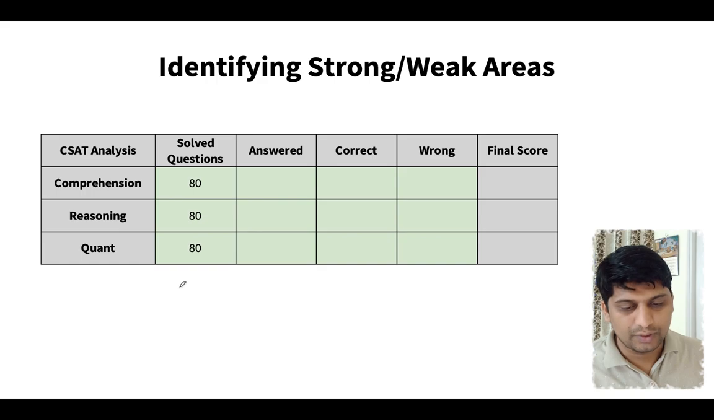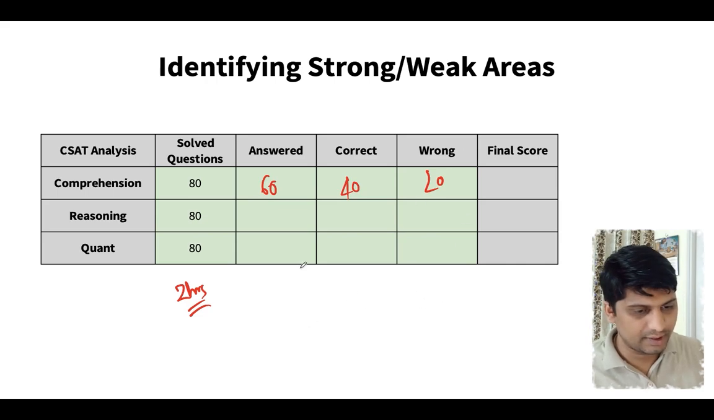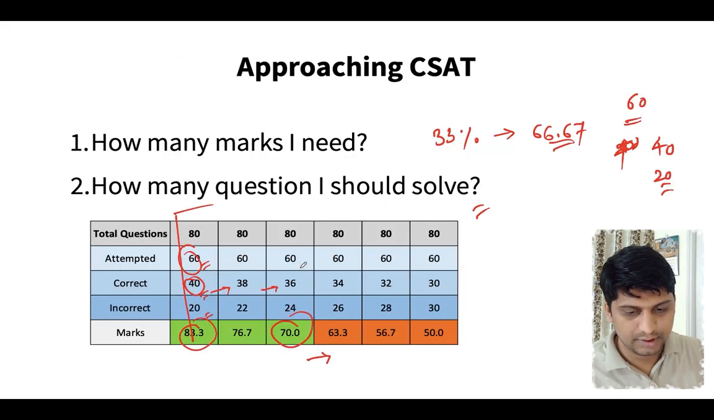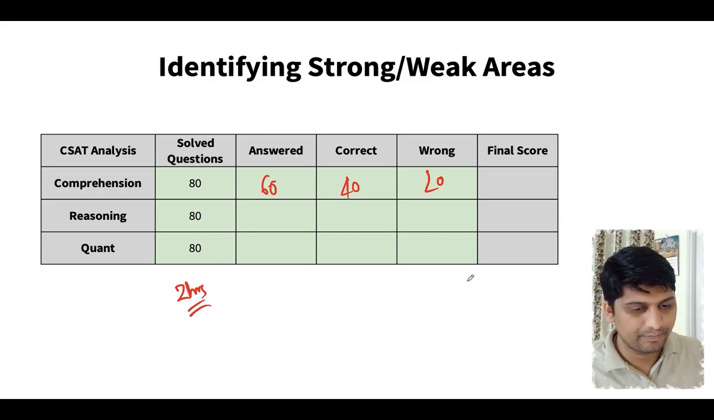So, and you can give 2 hours. In that 2 hours, try to find how many you could answer. Let's say I'm just filling some dummy data. So let's say in comprehension you answered 60 questions out of 80. Let's say you got 40 correct and 20 incorrect. So like we had calculated before, you'll end up somewhere like 86 or something. Okay, 83. You'll end up with 83 marks.